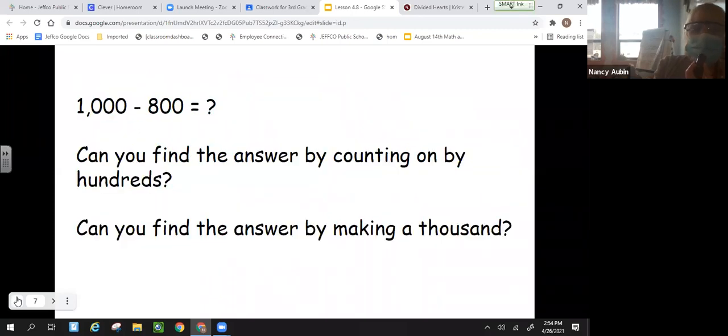Whoopsie. What if you wanted to do 1,000 minus 800? Go ahead and write that in your spiral. And this time, I want you to try a different strategy. How could you do that mentally? Can you figure it out without stacking it? Try not to stack it. What is 1,000 minus 800? Write it down. Can you find the answer by counting on by hundreds instead of stacking it? Can you find the answer by making 1,000? Use your place value thinking, your understanding to help you.